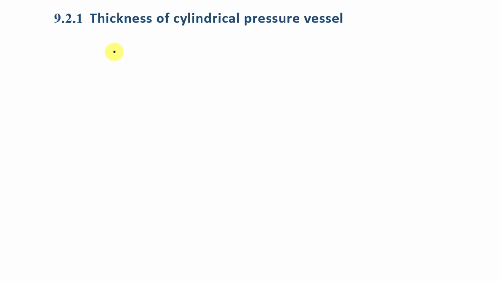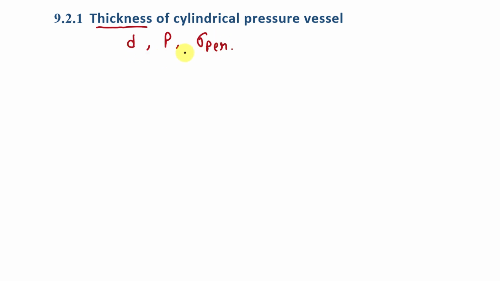Now we will discuss how to design a cylindrical pressure vessel, meaning we are going to find the thickness of the cylindrical pressure vessel. Let's say in the question the diameter is given, the pressure is given, and the permissible stress is given.